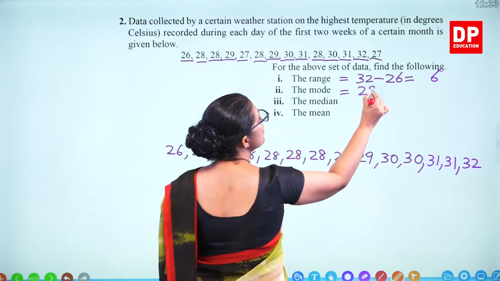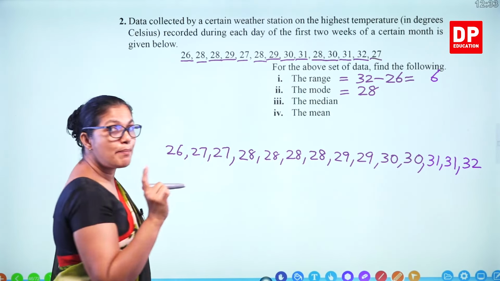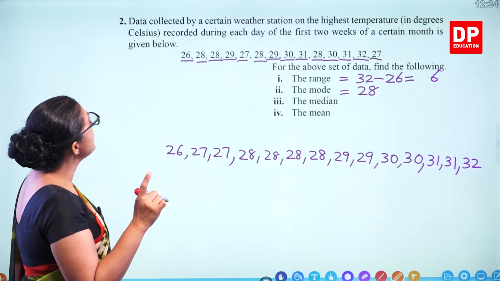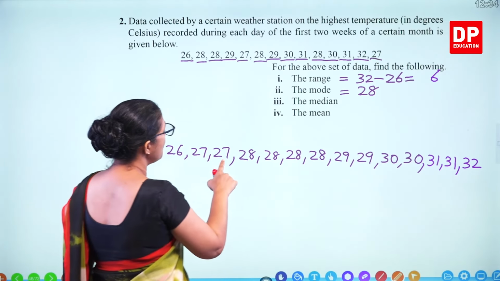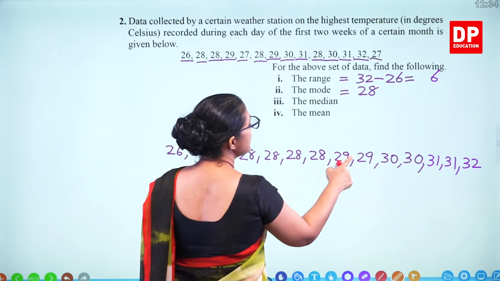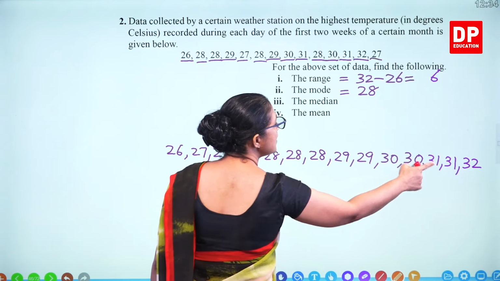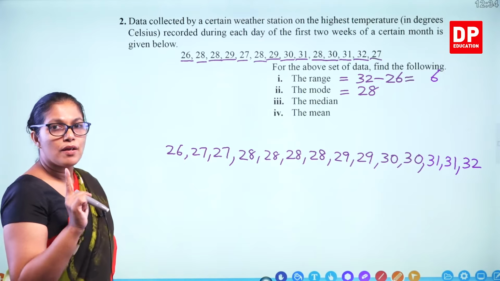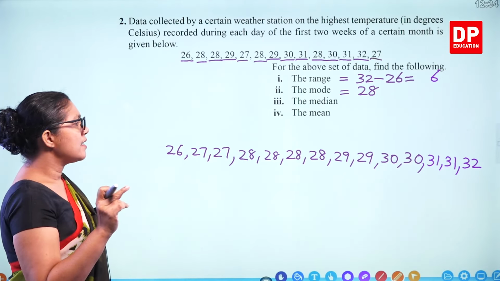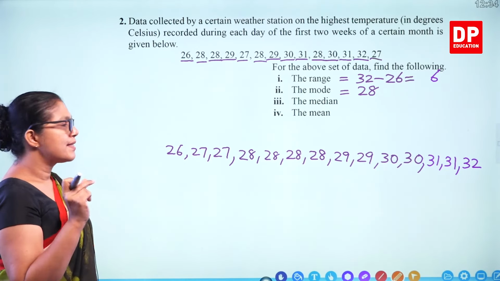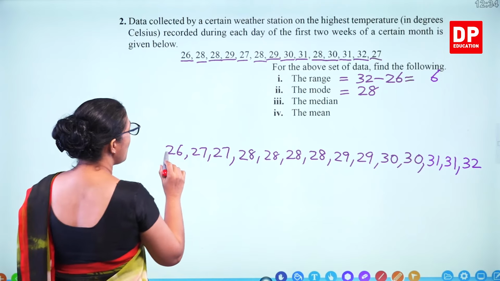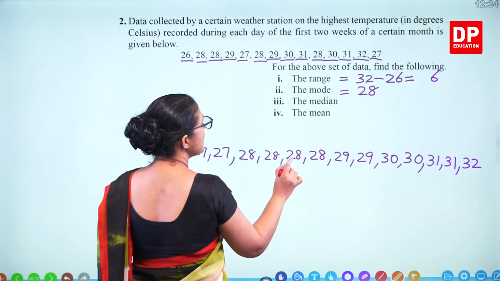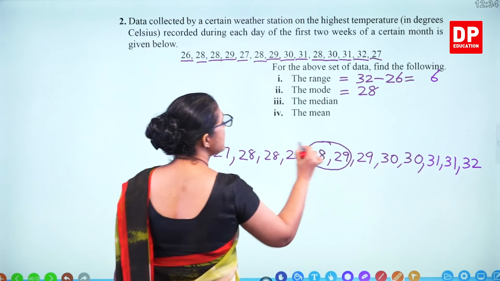So that's the mode. Median is the middle number. So altogether, how many numbers are there? 1, 2, 3, 4, 5, 6, 7, 8, 9, 10, 11, 12, 13, 14. 14 numbers. That means you are getting 2 middle numbers. 14 divided by 2, 7. So the 7th and 8th numbers, take the average.